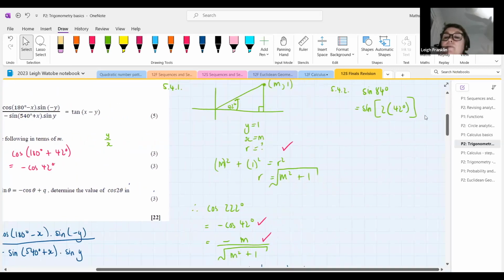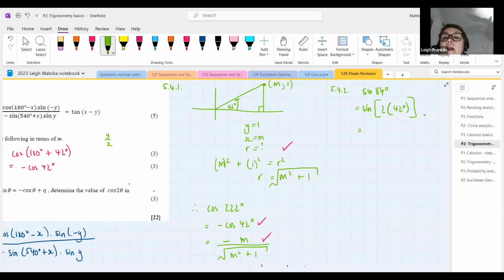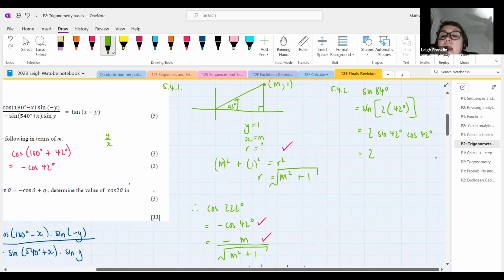So we want to work in terms of 42. So now when we write that, we would get 2 sine 42 cos 42. Okay, and now we could replace the sine of 42 with its value in terms of m. So remember, the sine of any angle is y over r. So this would be multiplied by 1 over root m squared plus 1 multiplied by the cos of 42, and that would be m over.